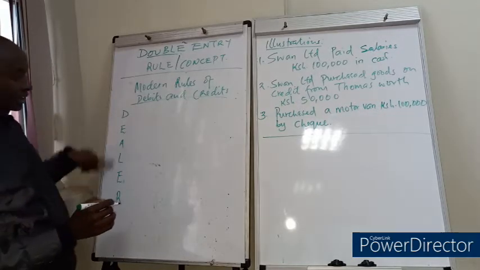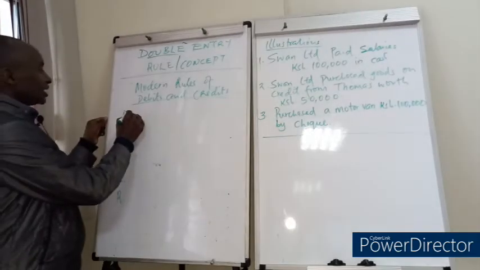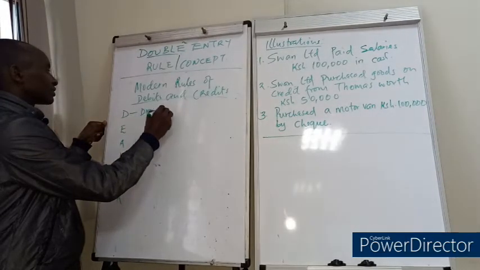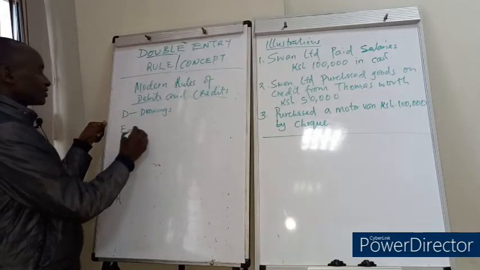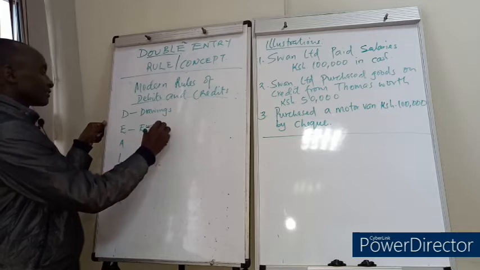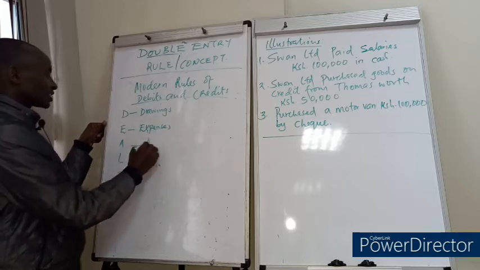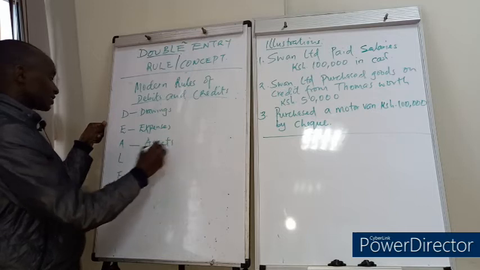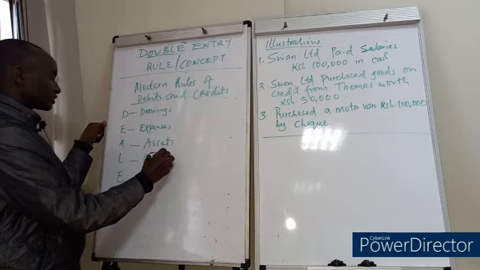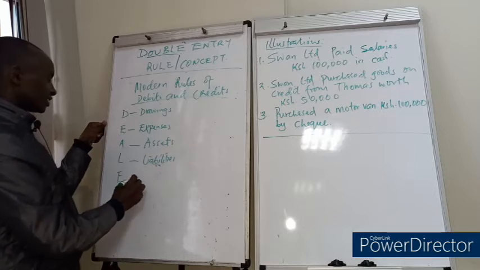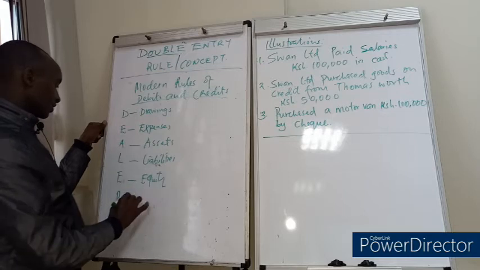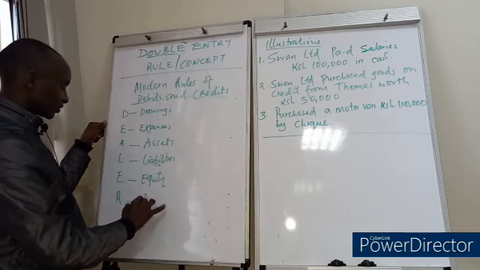DEALER. D stands for drawings. E stands for expenses. A stands for assets. L stands for liabilities. E stands for equity. And R stands for revenue.